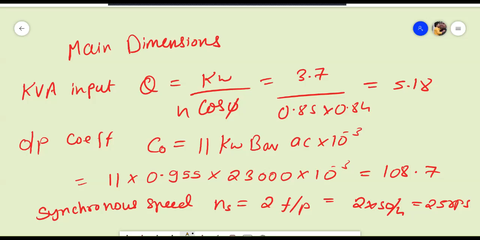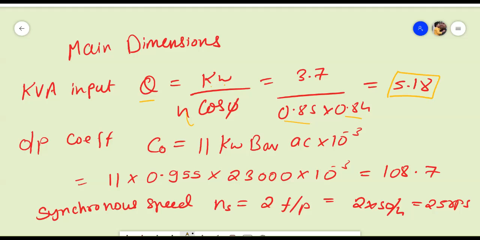The kVA input Q is basically given by kilowatt divided by efficiency eta times cos phi. Now we can put the values. We know that the kilowatt rating is 3.7, the efficiency of the machine is 0.85 and the power factor is 0.84. By using these values, we got the value of kVA input Q equal to 5.18.